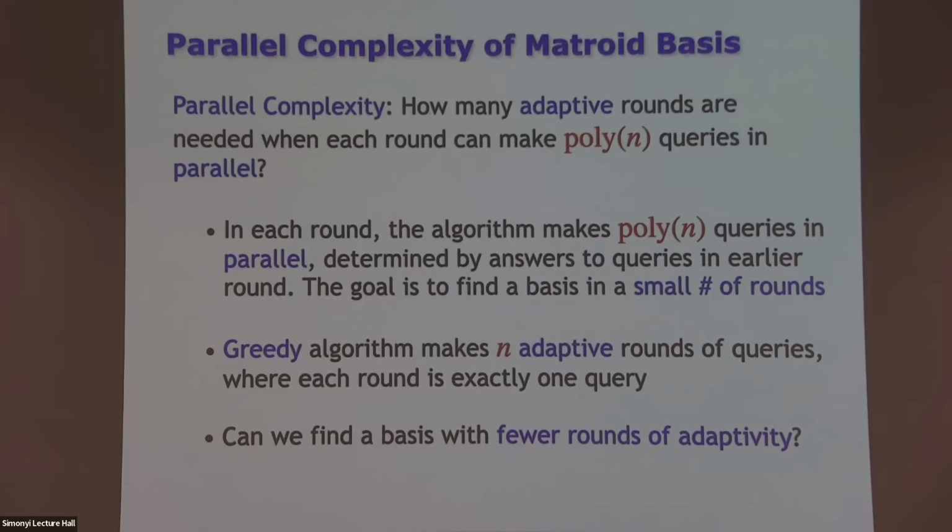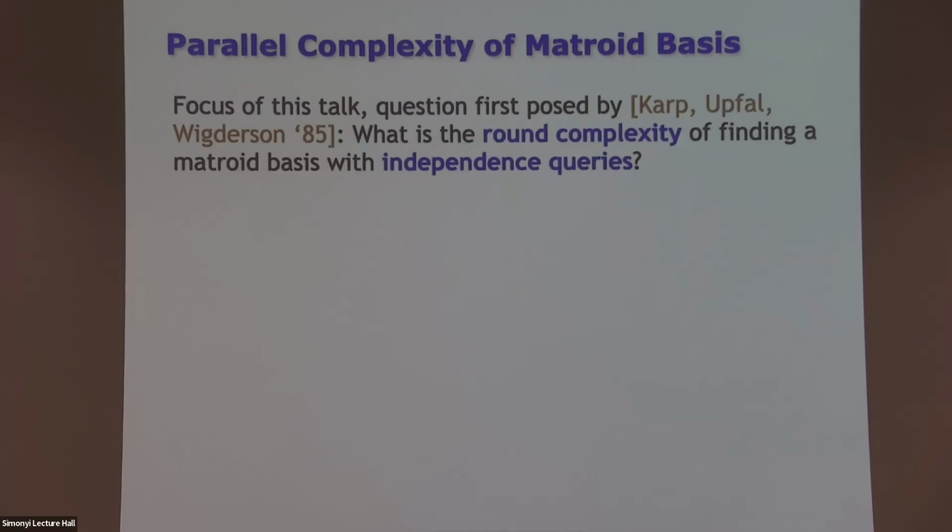And so the key question that we'll be talking about today is whether we can find a basis with fewer rounds of adaptivity. And I do want to mention that this is really a question that was posed by Karp, Upfal, and Wigderson in a seminal work in 1985. And their exact wording of the question is, what is the round complexity of finding a matroid basis with independence queries?